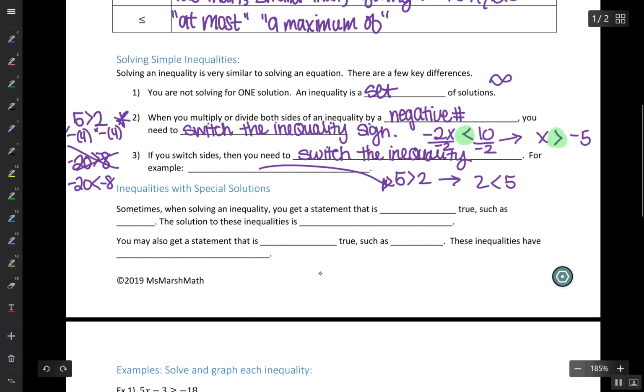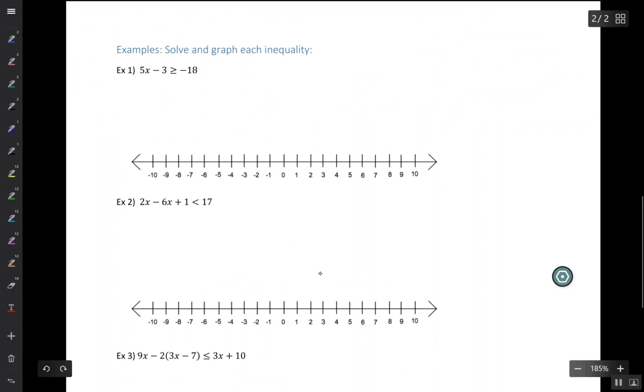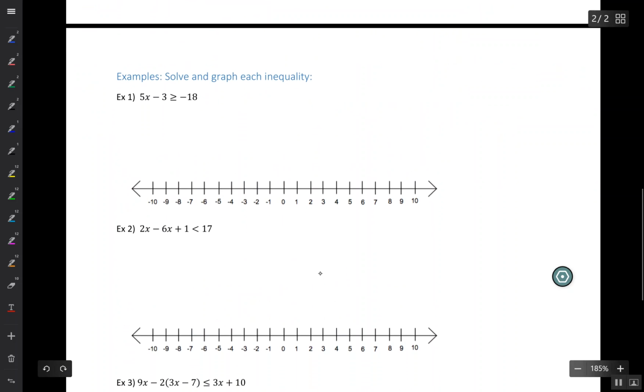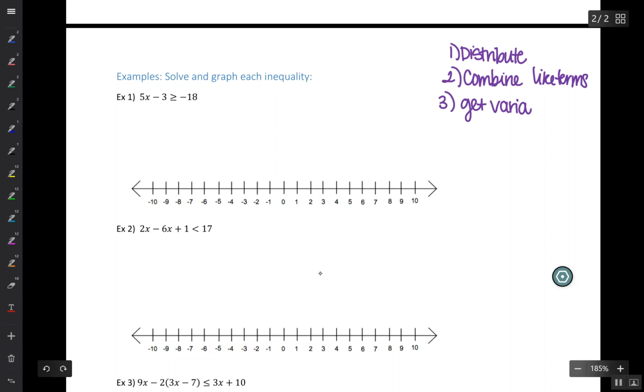Okay, there's this part here about inequalities with special solutions. Let's just skip that for now. And let's start solving. Okay, so just like with an equation, you're going to need to follow the same sort of steps. So like first, distribute, if you see anything you need to distribute. Second, combine like terms. Third, get your variables onto the same side.